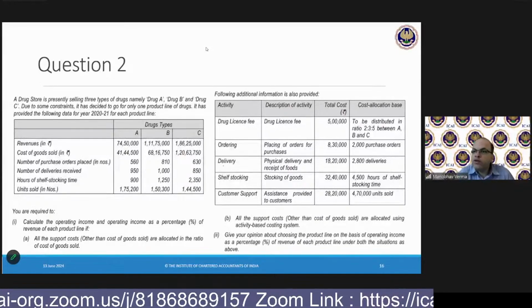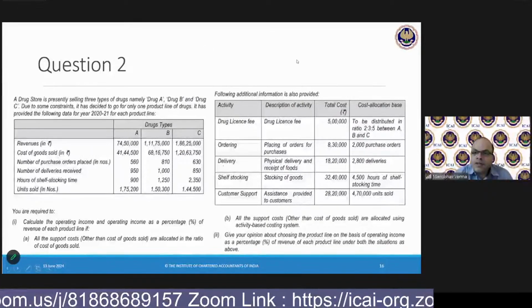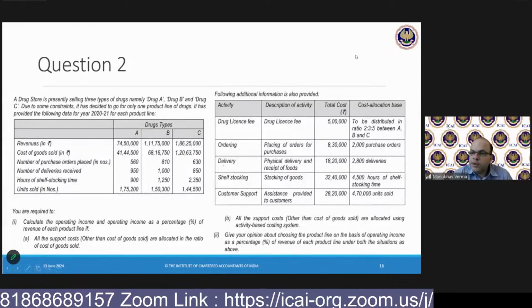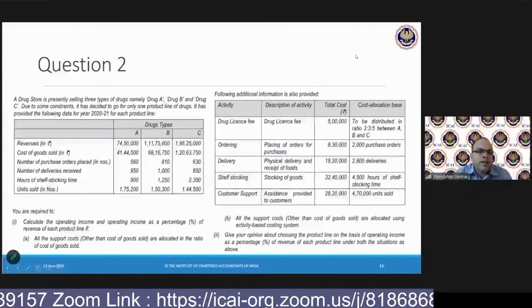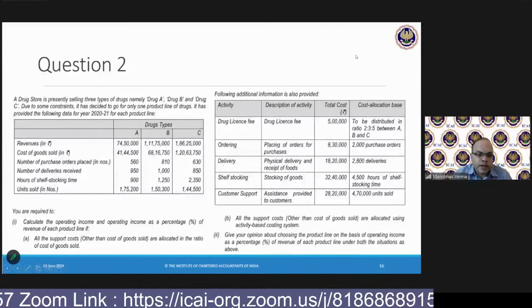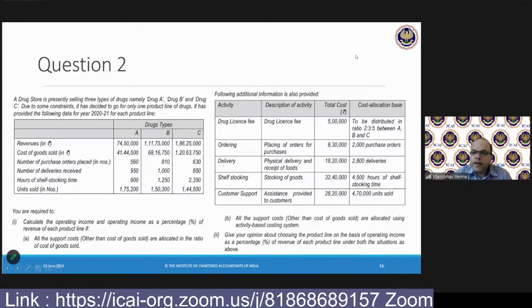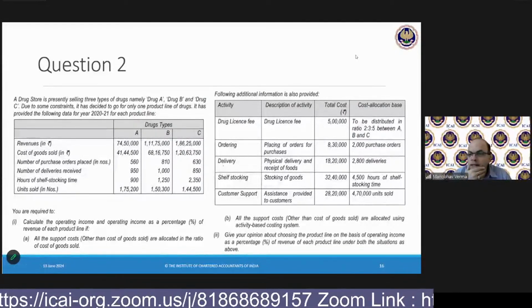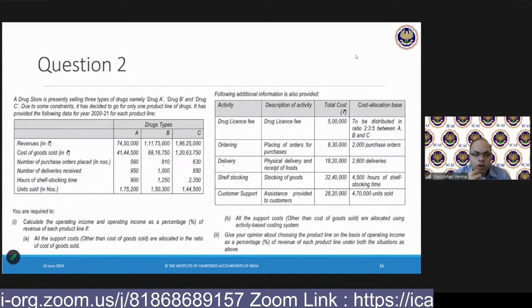And there is also information given on the right hand side. We're looking at drug licensing fees. Then we're looking at cost allocation to be distributed in the ratio of 2:3:5. So they're helping us in that activity analysis already. So that's a good part. Then we are looking at ordering. Number of purchase orders are given to us, delivery, shelf stocking, and also the customer support.